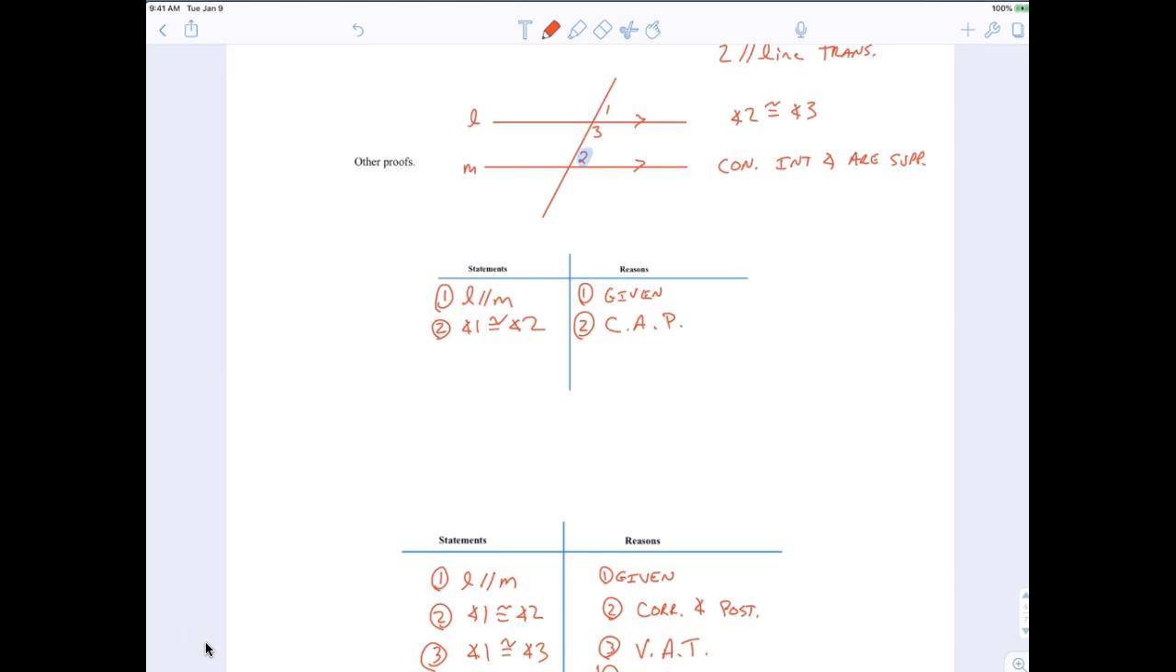Theorem. All right, they could have very well just chosen alternate interior angle postulate, and then the corresponding angle would be a what? Theorem. But they had to choose one of them. So for whatever reason, they decided to choose that.